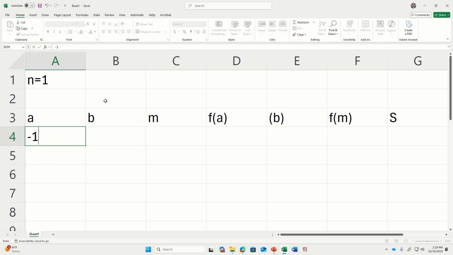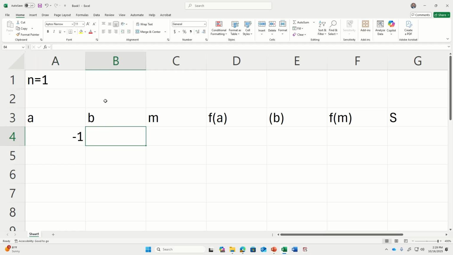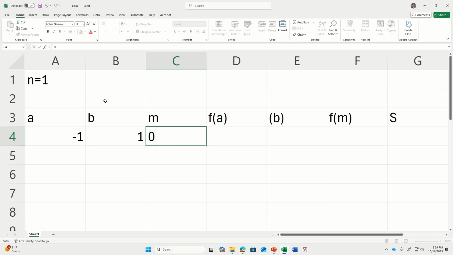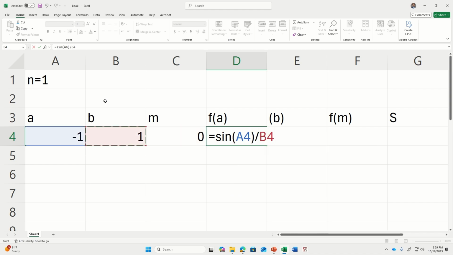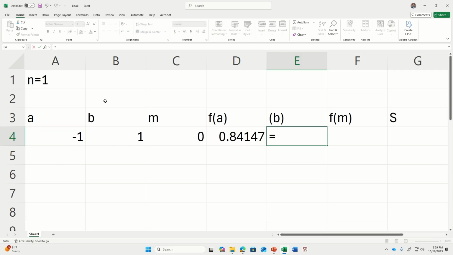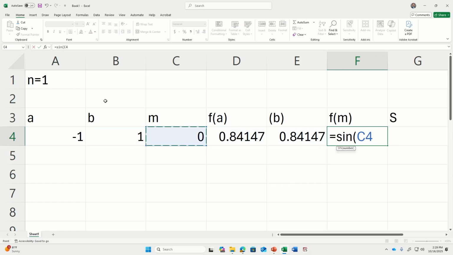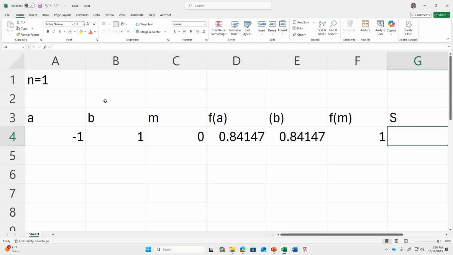And so if I only have 1 subinterval, then this is what it looks like. Sine of the lower bound divided by the lower bound, sine of the upper bound divided by the upper bound. And then I'm going to say sine of 0 divided by 0, and it's not going to like that. So I'm going to have to just replace that with a 1, and then Simpson's rule.